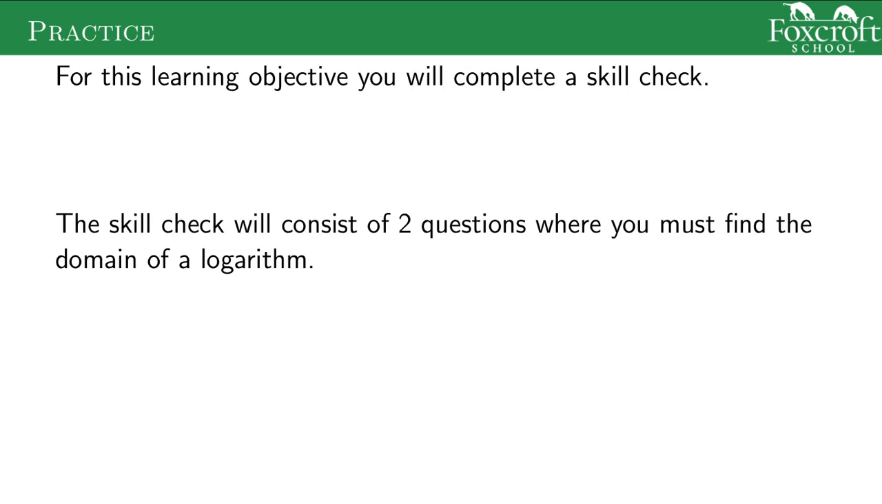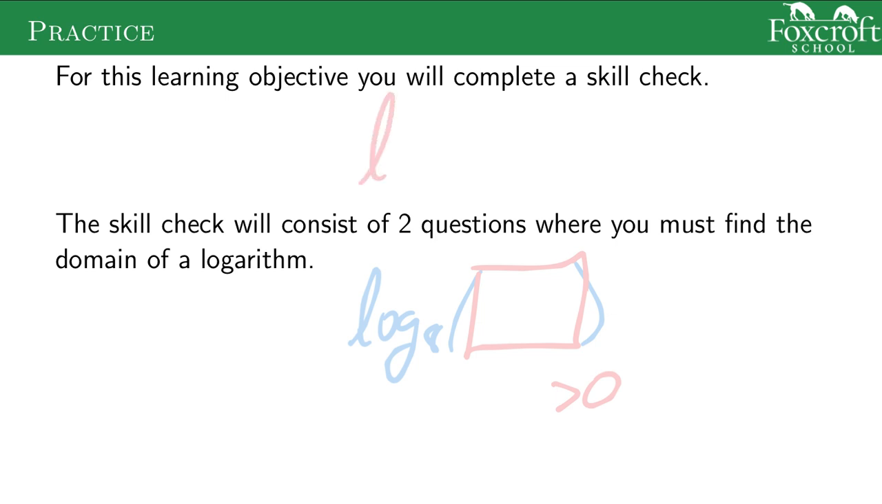For this coding objective, you're going to do a skill check. That's going to have 2 questions, and you just have to find the domain of the log. So what you have to remember is that there's going to be some log with some random base. Take whatever is in here and set it bigger than 0. And then just solve that inequality. You just have to do that twice. But again, the most important thing to remember leaving this video is if you ever have a log with a negative number inside, just know that is not possible.